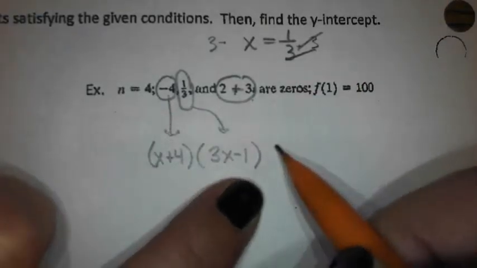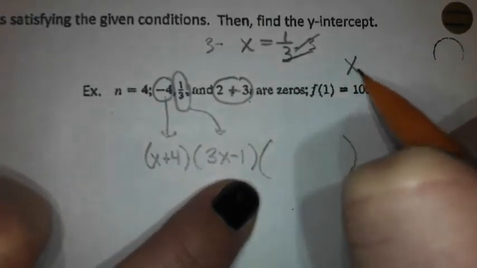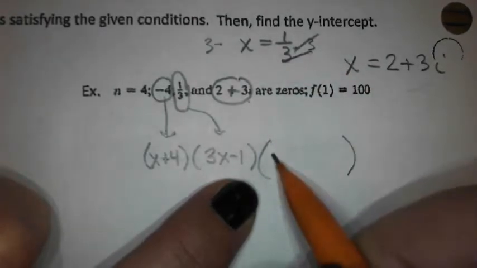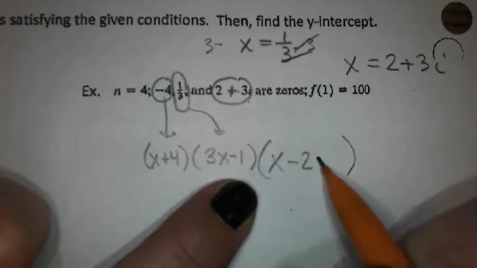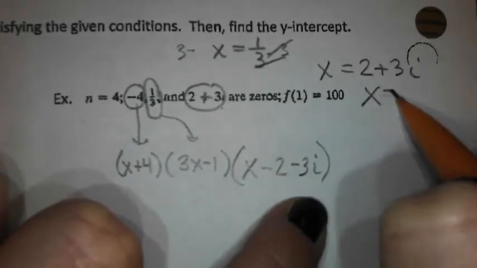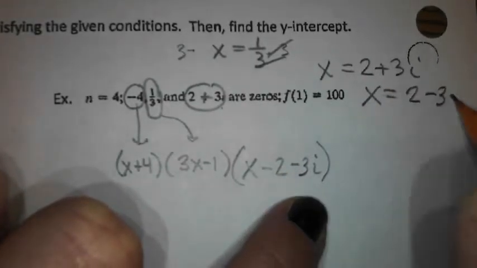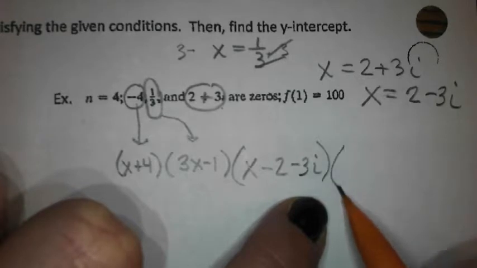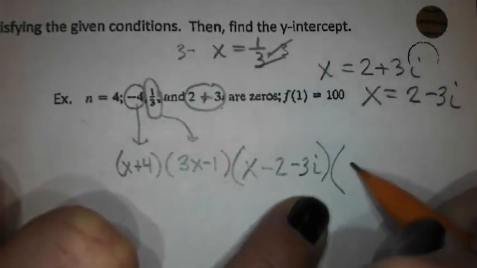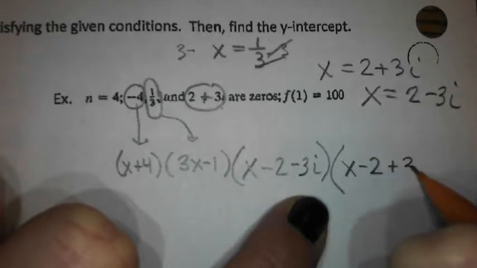2 plus 3i. So if x has a root at 2 plus 3i, when you subtract things over, what's that going to be? X minus 2, x minus 3i. And then the other root is going to have to be the conjugate of that, 2 minus 3i. So when you subtract things over, what's going to happen there? Perfect.